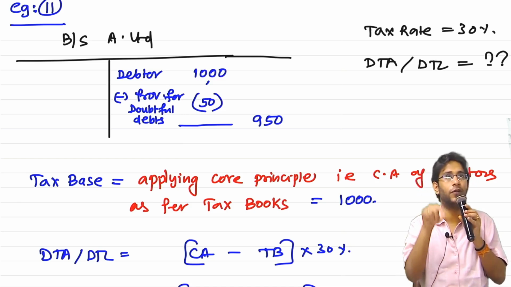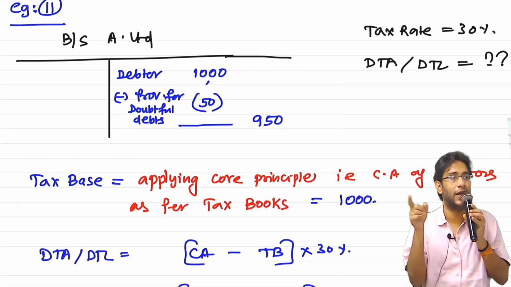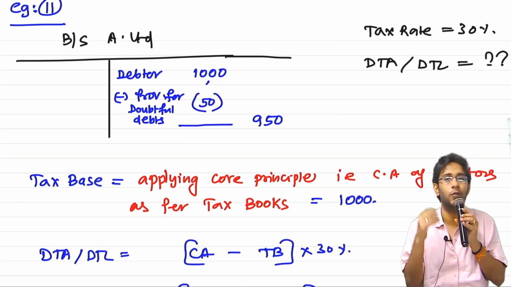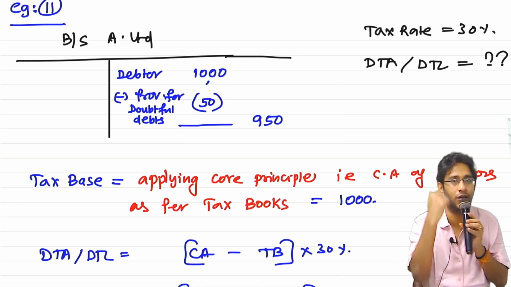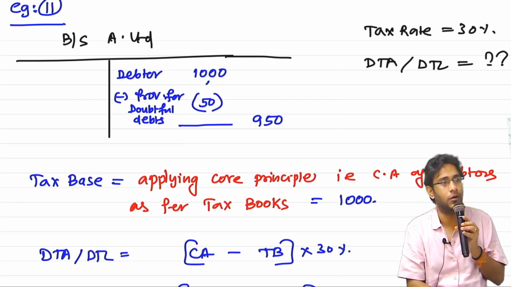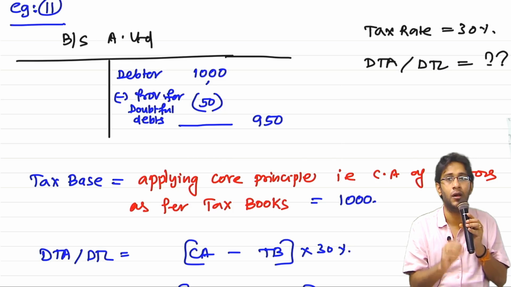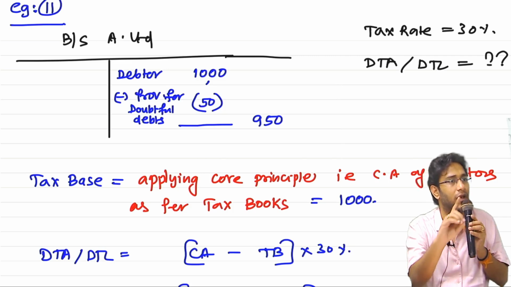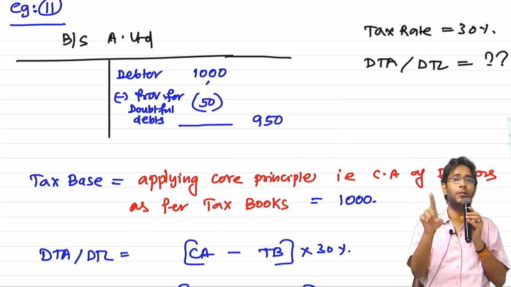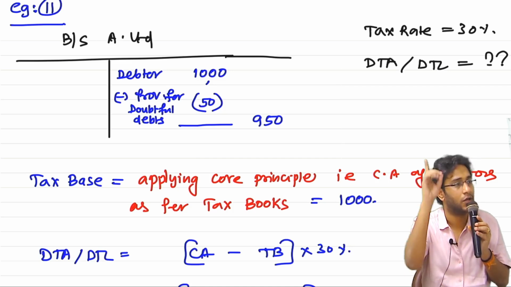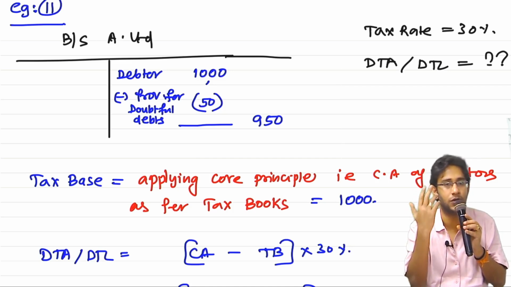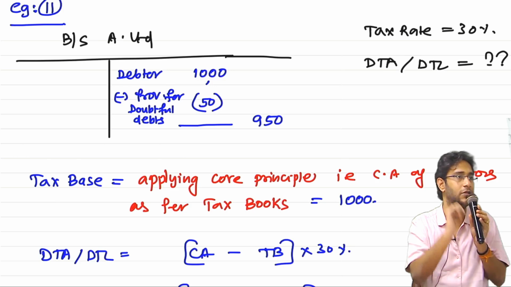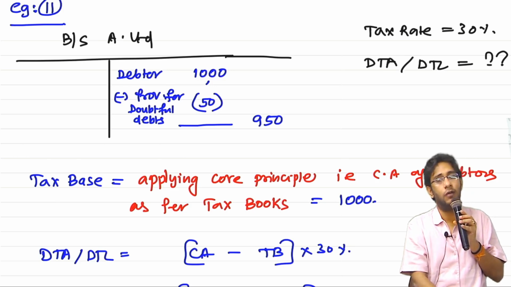If I prepare books of accounts in accordance with Income Tax Act provisions, then our balance sheet debtor is appearing at what amount? 1000. From the Income Tax Act point of view, bad debts will not be recorded unless you actually suffer it. Estimated bad debts is not recognized. Therefore, balance sheet as per Income Tax Act, debtor is appearing at what value? 1000. So tax base is 1000. Clear, sir? Core principle to apply. No, sir. I will apply formula. Apply.